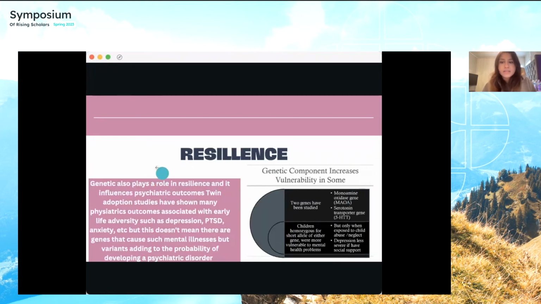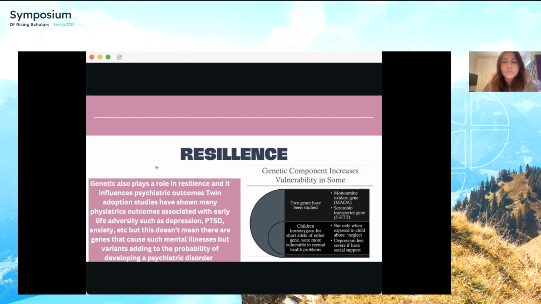This is gained after childhood maltreatment, and genetics also plays a big role in resilience, and it influences psychiatric outcomes. Twin adoption studies have shown us psychiatric outcomes associated with early adversity, such as depression, PTSD, anxiety, etc. But this doesn't mean that there are genes that cause such mental illness, but variants adding to the probability of developing a psychiatric disorder.